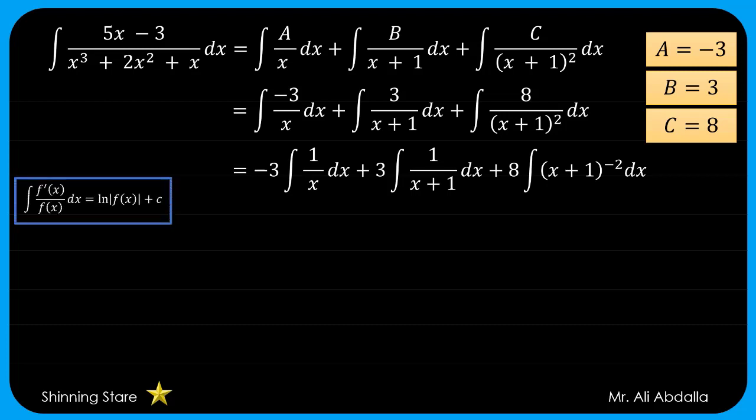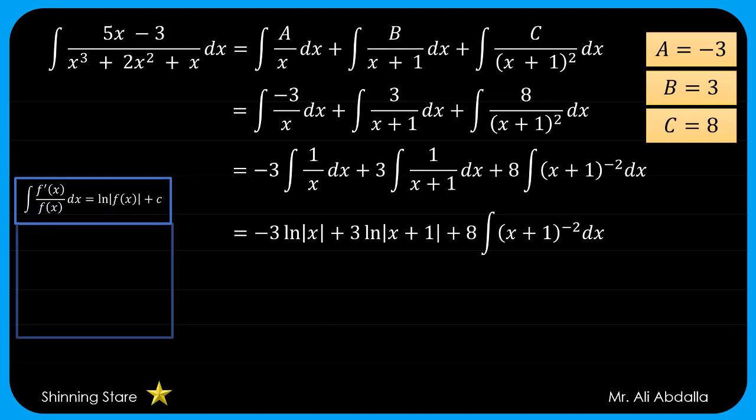Then we can use our rule, integral of f prime of x over f of x dx equal natural logarithm of absolute value of f of x plus C. Then the first integral equal negative 3 natural logarithm of absolute value of x plus 3 natural logarithm of absolute value of (x plus 1) plus 8 integral of (x plus 1) all to power negative 2 with respect to x. The last integration, we need to use the substitution method.